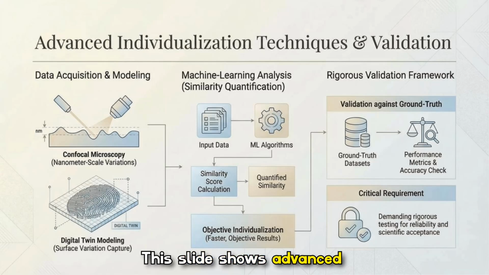This slide shows advanced individualization methods that combine high-resolution data acquisition, such as confocal microscopy, and digital twins with machine learning similarity scoring, and stresses the importance of validating those systems against ground truth datasets to ensure objective, reliable identification.